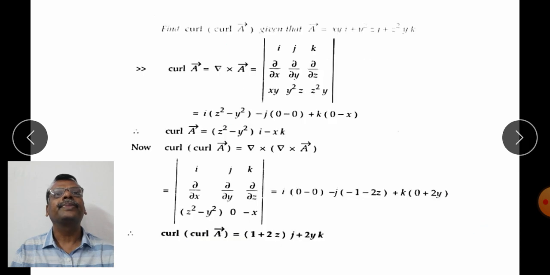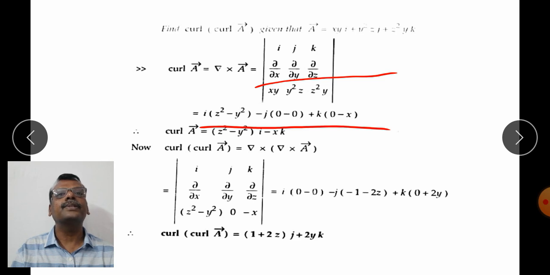Now again we move on to find curl of curl a bar, given that a bar is equal to xy i bar plus y square z j bar plus z square y k bar. First we have to find curl a bar. Curl a bar is equal to del cross a bar, that is equal to the determinant of i j k, dou by dou x, dou by dou y, dou by dou z, f1 f2 f3. Here f1 is equal to xy, f2 is equal to y square z, f3 is equal to z square y. Expanding the determinant by applying the partial derivatives, this value is equal to i into z square minus y square, minus j into 0 minus 0, plus k into 0 minus x.